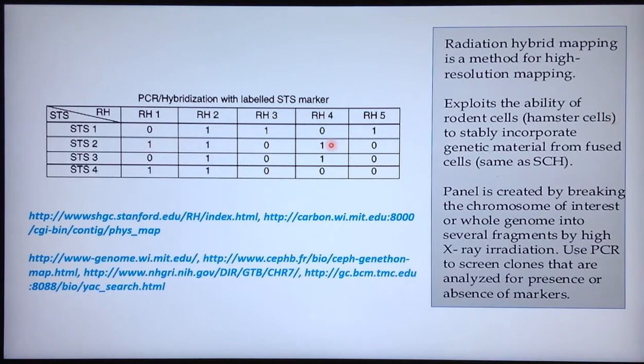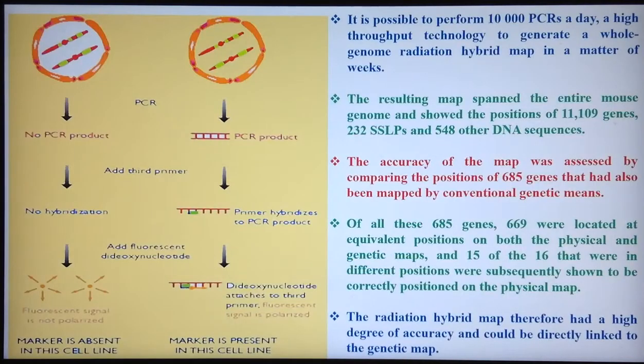And then this can be confirmed by the physical mapping part. Once we come up with these radiation hybrid data, it can be verified by using physical mapping data, to check whether we have come up with the correct sequence information or not.